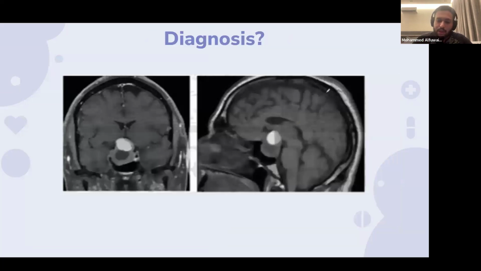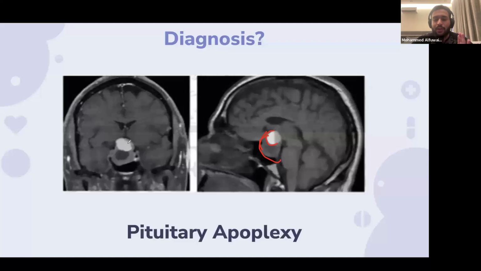So same patient over here, with a pre-existing pituitary adenoma, comes to you with a massive, severe headache, some visual disturbances, confusion. What do they have? Apoplexy. This bright spot over here, this is the hemorrhage, and it's going down into the sella turcica. Okay, this bright spot or bright mass over here is an indication of active hemorrhage. So that's how you know that this is apoplexy.